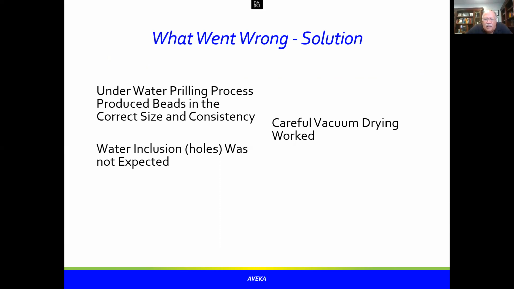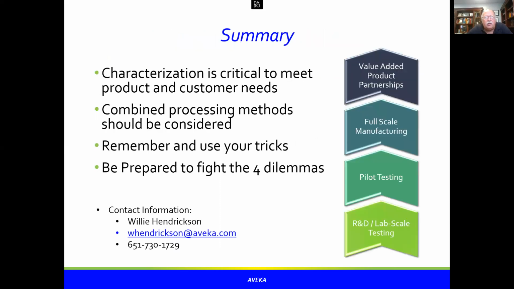This is the story that I have to tell you about how to make some beads, how to think outside the box, how to kind of grapple with making complicated engineered particulates. And I'd like to say, as a summary, that characterization is absolutely critical for you to meet the product and customer needs. So as you saw in one of the examples where we developed a better method for analyzing cellulose, that was absolutely critical.